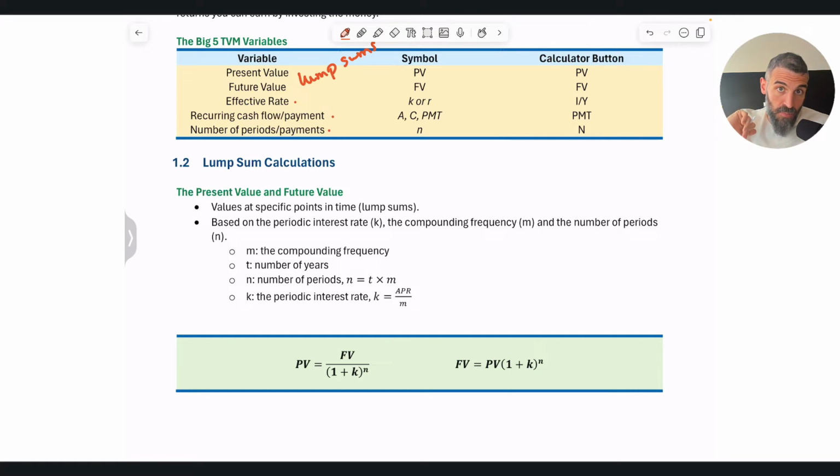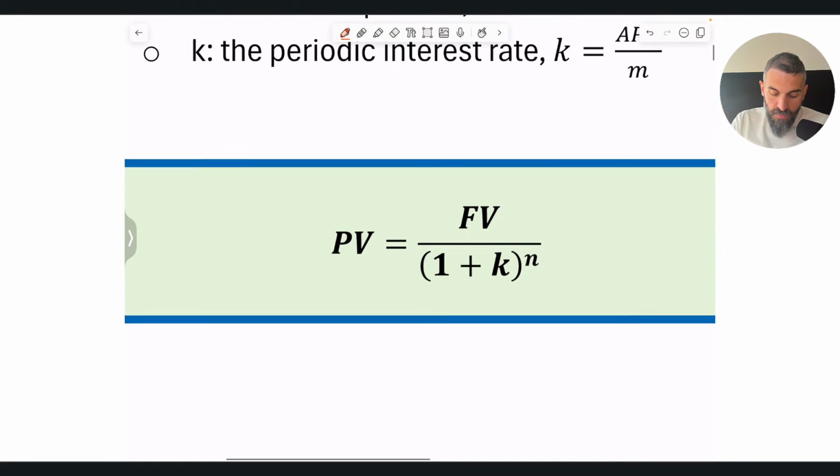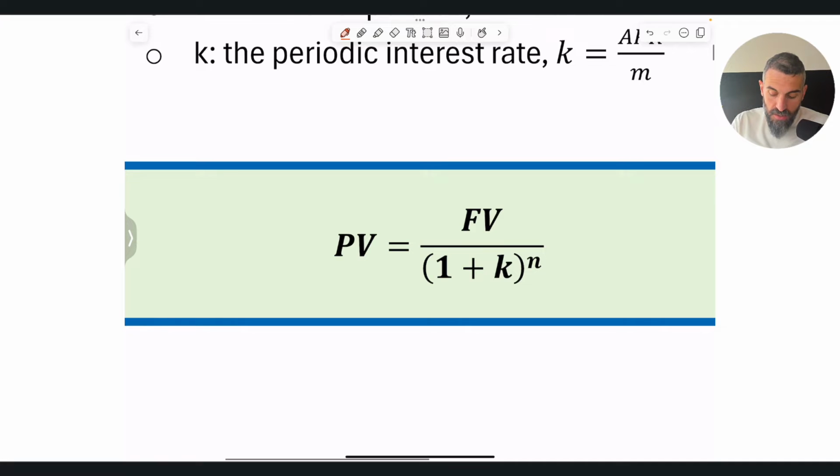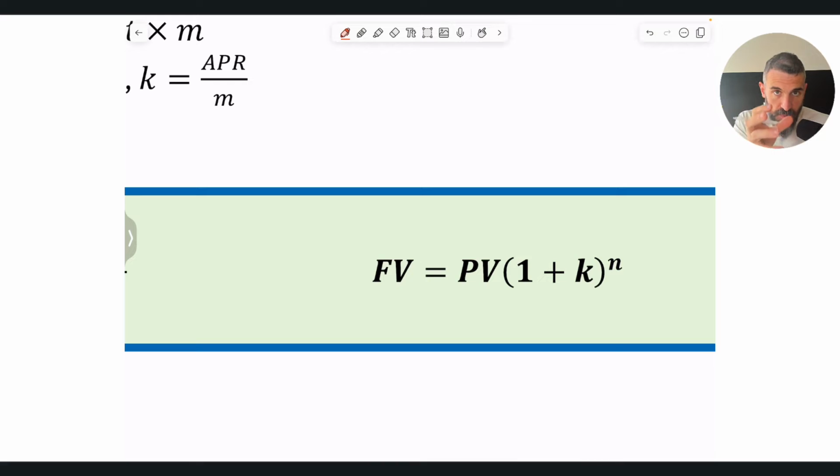Or I want to save up $20,000 to go on a trip a year from now. How much should I save today? That would be taking a future value and pulling it back. That's called discounting. Discounting is when you find the present value of something, right? Compounding is when you find the future value, when you want to push something ahead. And you've got your two main formulas. These are like the most basic formulas in TVM, the basic present value and the basic future value. So the basic present value, you can see, is the future value divided by 1 plus your effective rate to the power n. And if you want the future value, it's basically the same thing if you rearrange it. You take the present value and you multiply it by 1 plus k to the n.